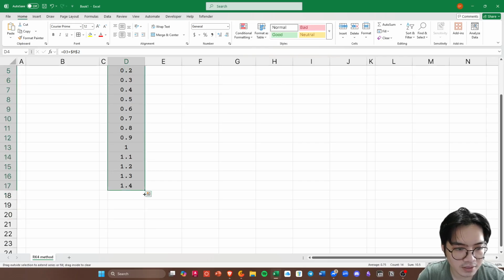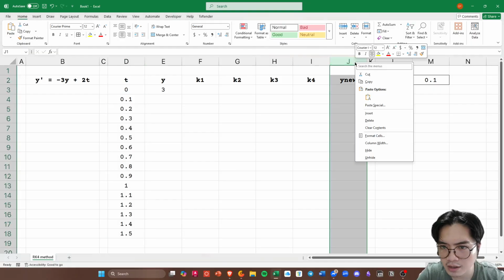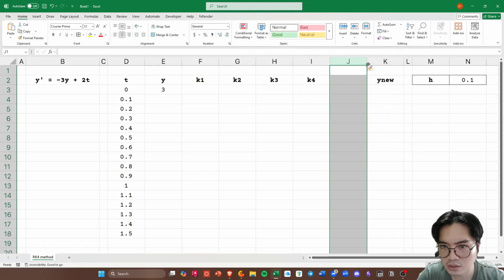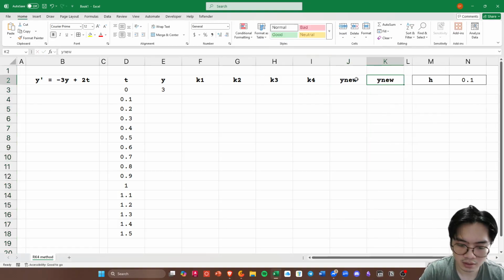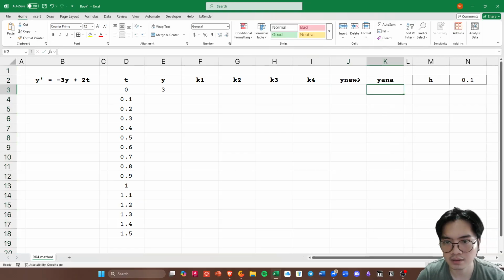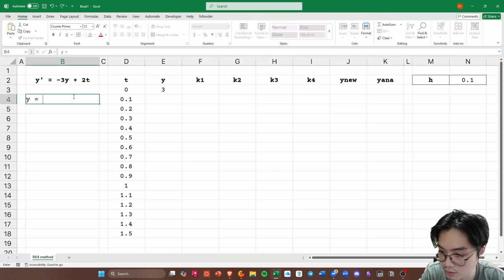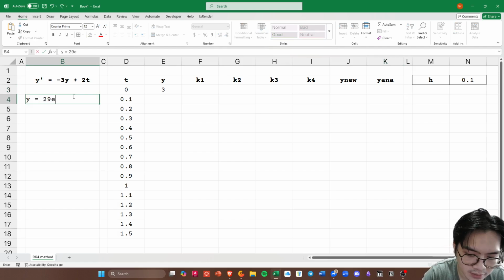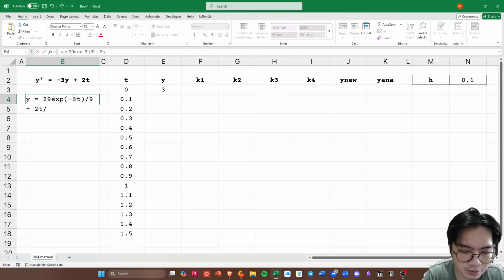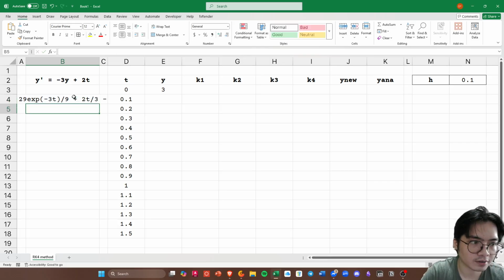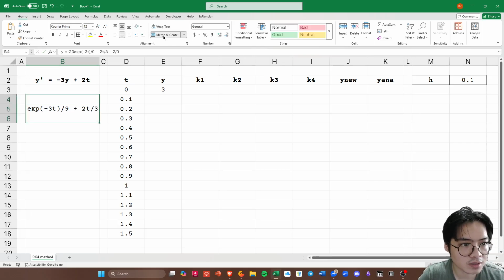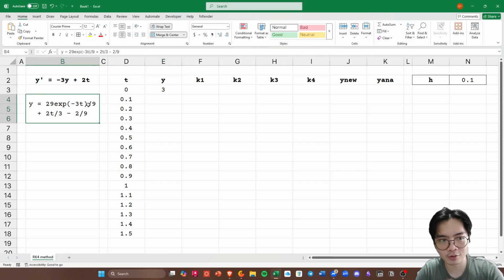Right? The thing about this is that kailangan ko pala ng analytical insert. Ito ang y analytical. Okay? We will have our analytical solution here that is going to be 29 over 9 e to the negative 3t plus 2 over 3 t minus 2 over 9. Right? So let me merge and center this. Let me wrap the text around para alam ko kung ano yung analytical solution. Right? And we will have the following.